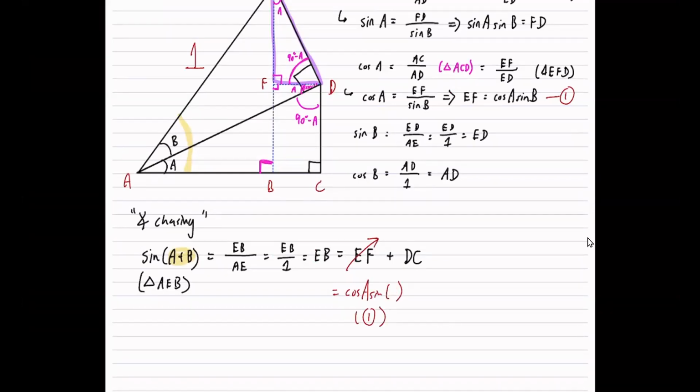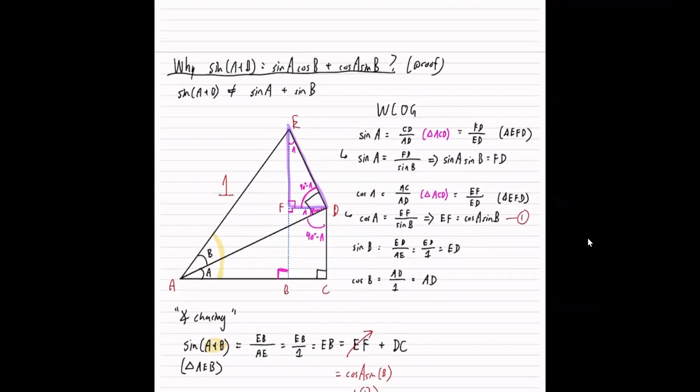Then now we still got DC. So of course the DC must be the second half of the formula, sine A cos B. So how can we recover our sine A cos B? This is when you have to think a little bit.